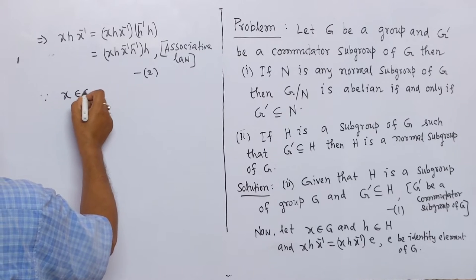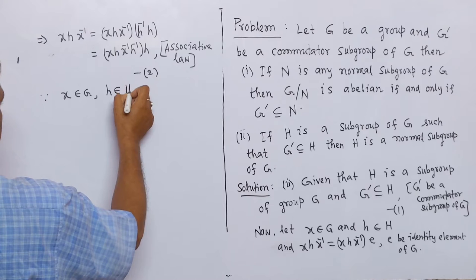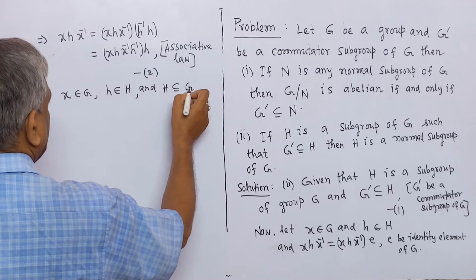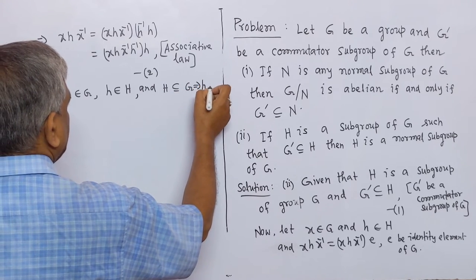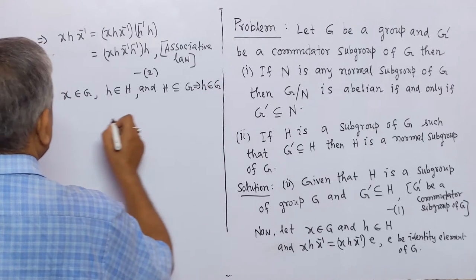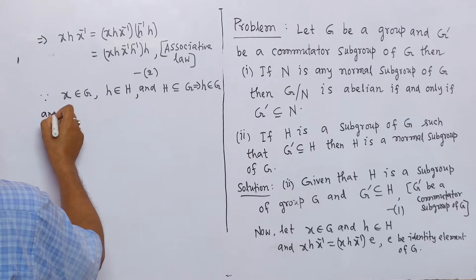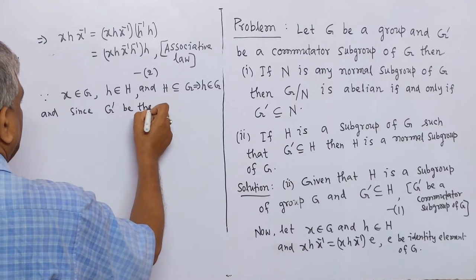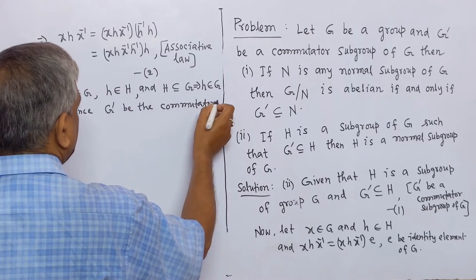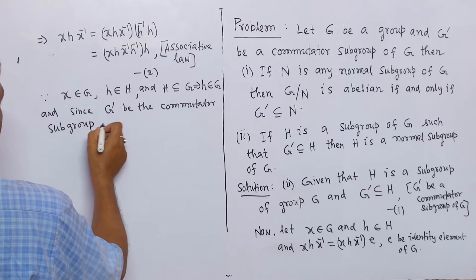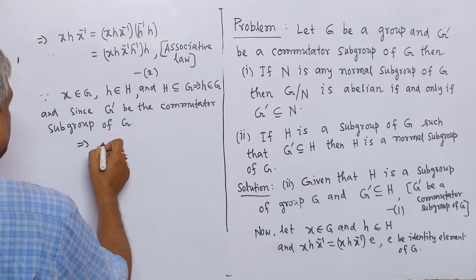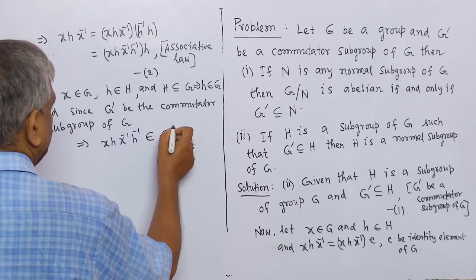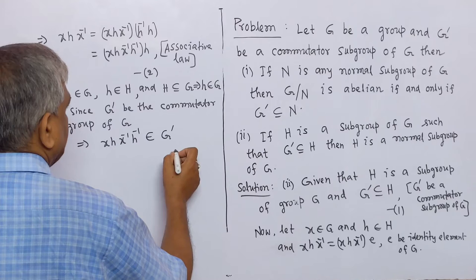Since x belongs to G, h belongs to subgroup H, and H is a subset of group G, this implies that small h belongs to group G. And since G prime is the commutator subgroup of group G, this implies that x h x inverse h inverse belongs to G prime. Let this be number three.